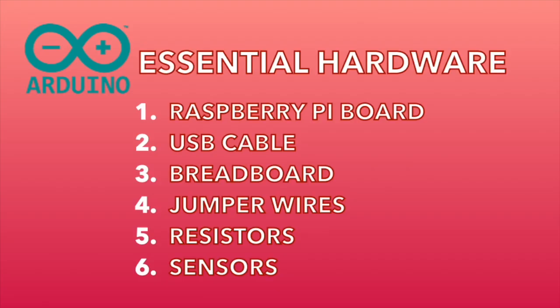Finally, we have sensors. Sensors are very important because they allow the Raspberry Pi to interact with the real world. For example, temperature sensors measure heat, motion sensors detect movement, and light sensors detect brightness. These sensors help in building smart systems like weather stations, security alarms, and automation projects.